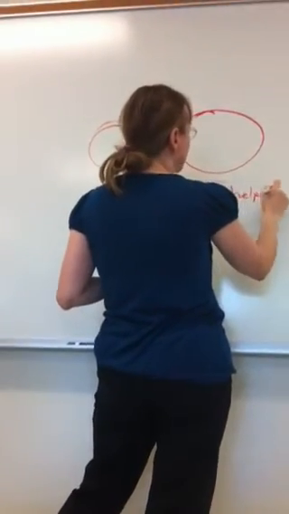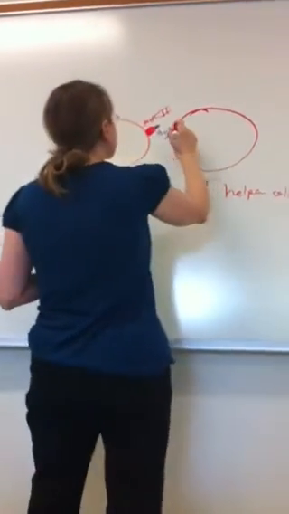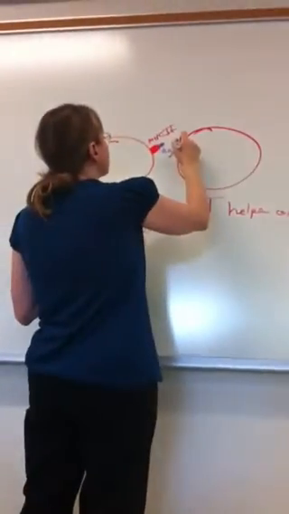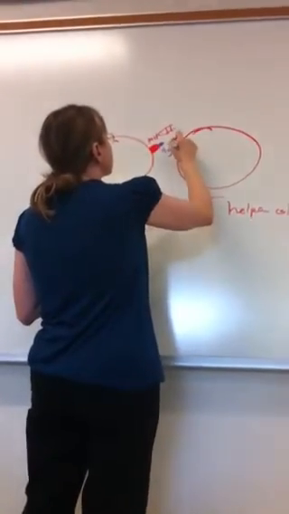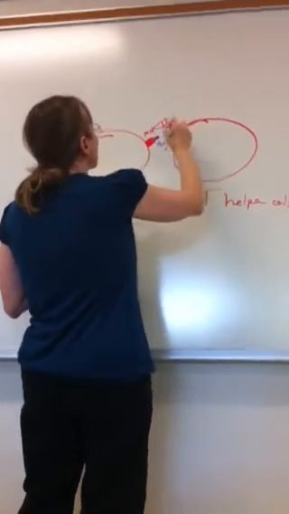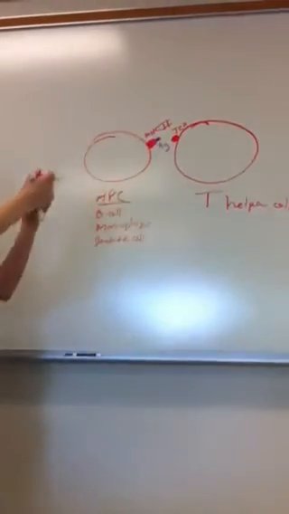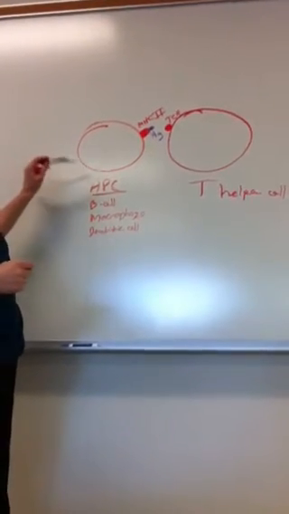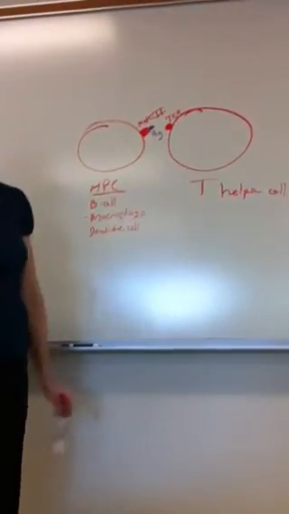Because it has its own little receptor on the surface, so I'll just use this as a T cell receptor. But essentially, they interact. So that is your antigen-presenting cell presenting to the T helper cell.